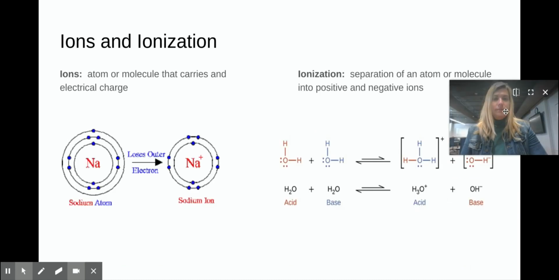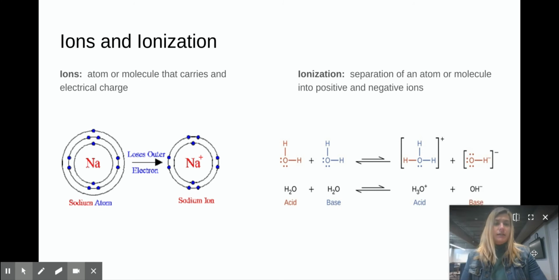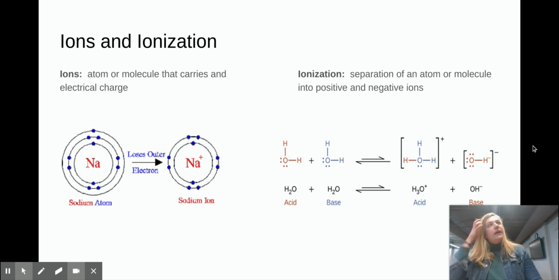So with that being said, let's talk about ions and ionization. A lot of this stuff is kind of beyond the scope of what you need to know. However, in order to have a better understanding of pH and how it works, we do have to talk a little bit about this. So I'm going to talk about ions and ionization, and then your work for tomorrow is going to go into a little bit more depth on the auto-ionization of water.